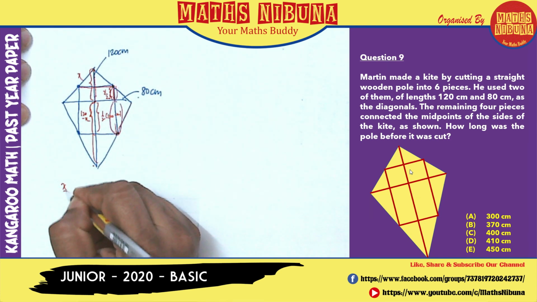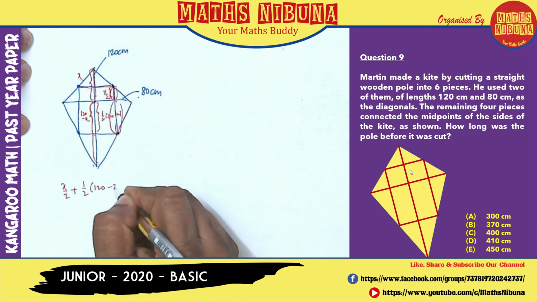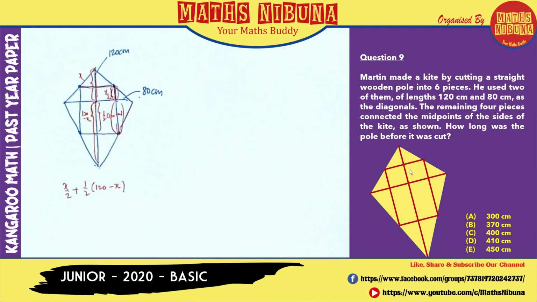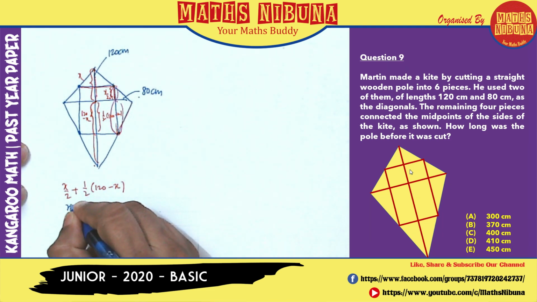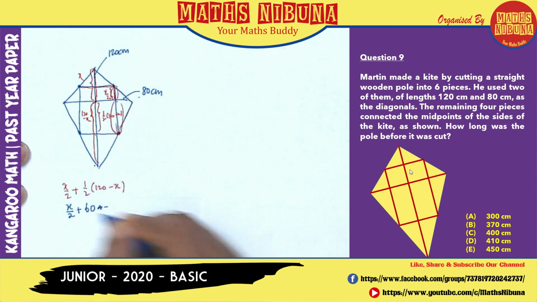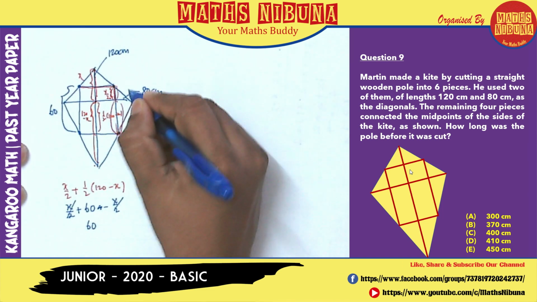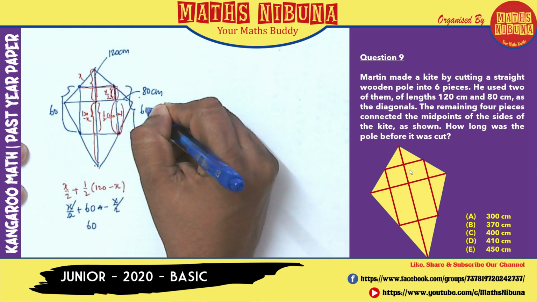Okay, x over 2 plus 1 over 2 times 120 minus x. So we try to solve this one: x over 2 plus 60 minus x over 2. So x over 2 cancels, and we have 60. That means this length is 60, and this length is also 60.